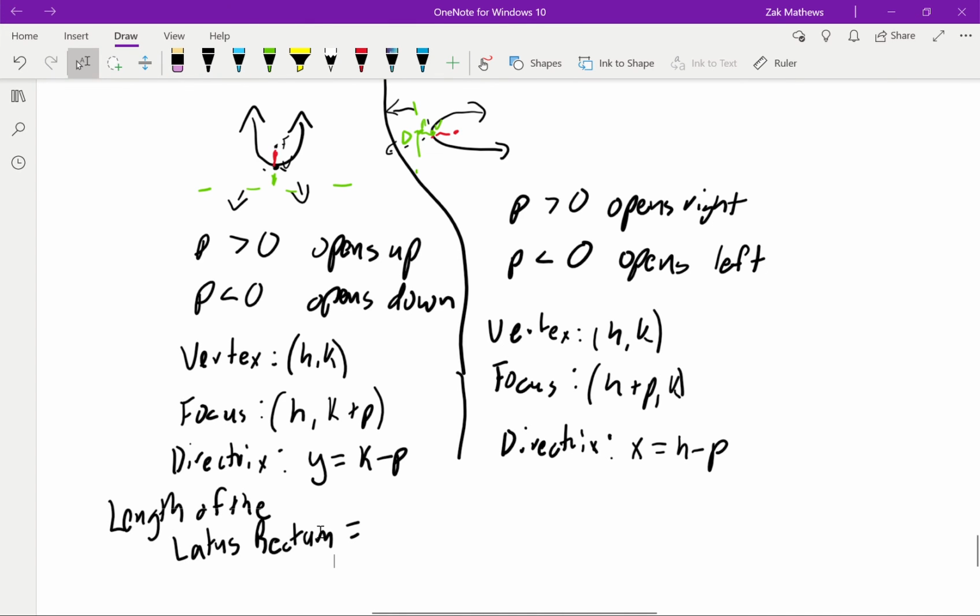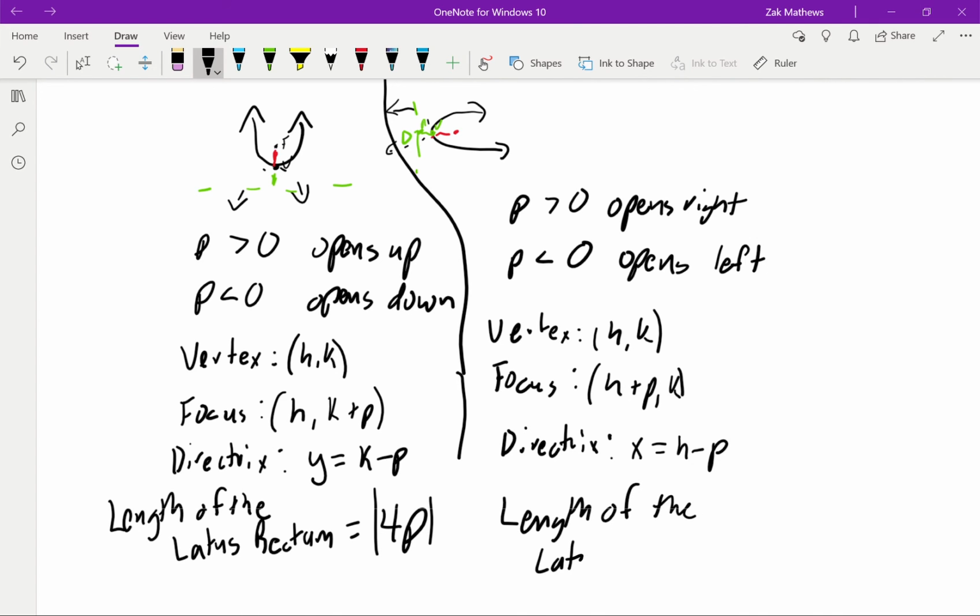The length of the latus rectum is always equal to 4p, and it's the absolute value of that. It doesn't matter if it's opening left, right, up, or down. And that's going to give me that distance across the parabola at the focal point.